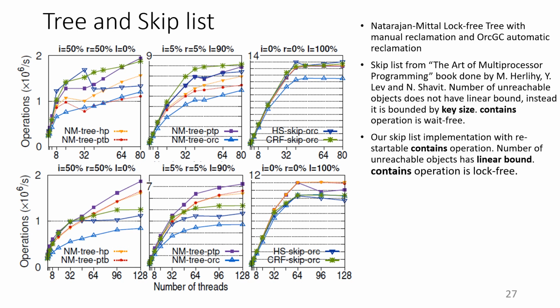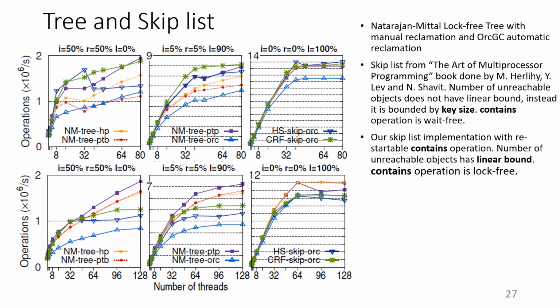We also annotated Natarajan and Mittal's lock-free tree. This tree is never rebalanced. We ported the skip list present in The Art of Multiprocessor Programming and annotated it with OrcGC. This skip list does not provide a linear bound on the number of unreachable objects. Instead, it is bounded by key size. This is because of the contains operation, which is to be wait-free, never restarts.